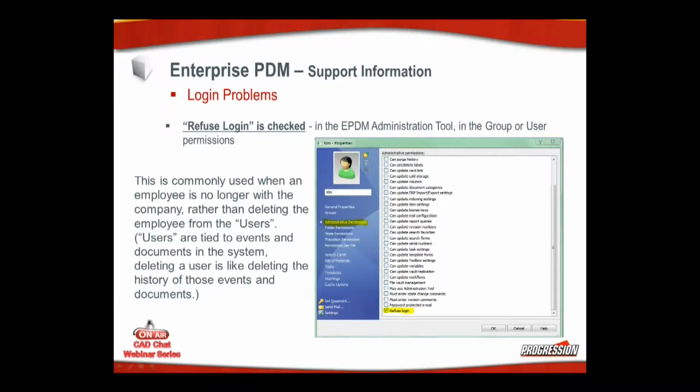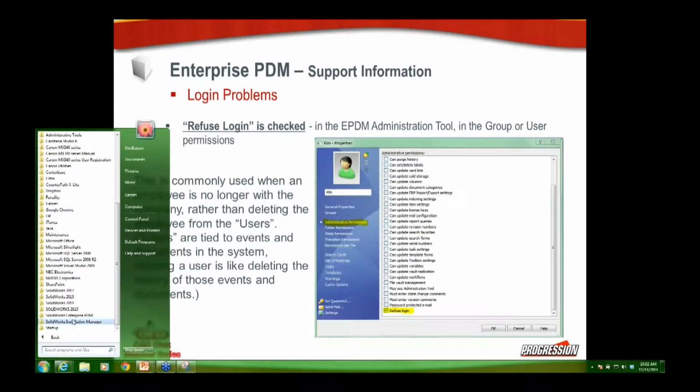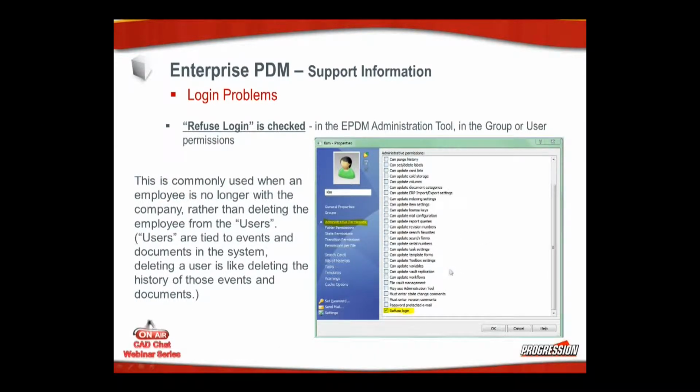If you come over to your start menu, all programs, and select SOLIDWORKS Enterprise PDM, there is an administration tool. And you would have to log into the administration tool. When you go to a particular user in the admin tool and you select administrative permissions, there is a checkbox down at the very bottom of the list called Refuse Login. If that is checked, that could be one reason a user can't log in. So that's something you could check for yourself.